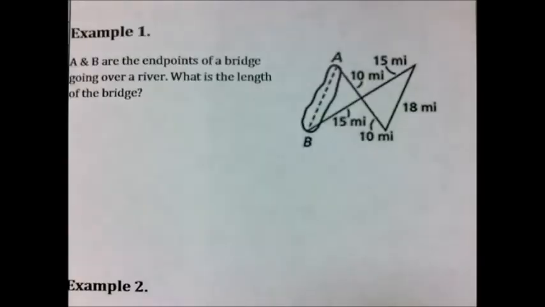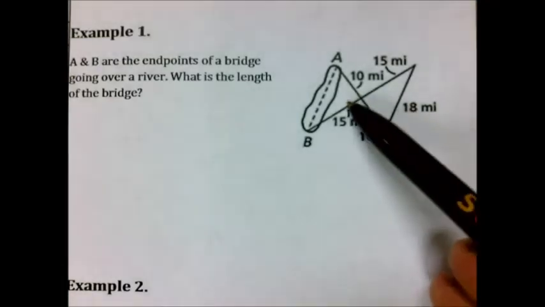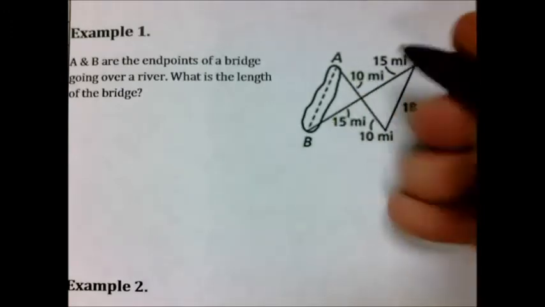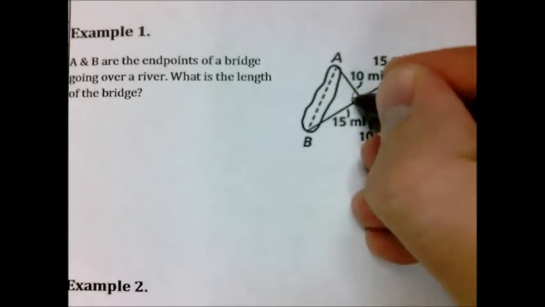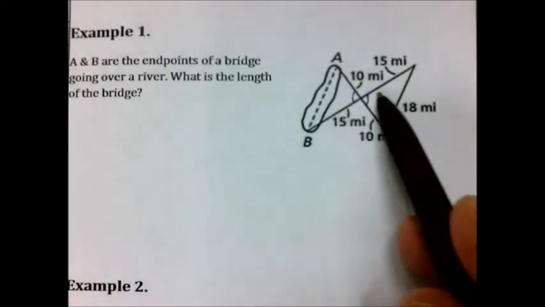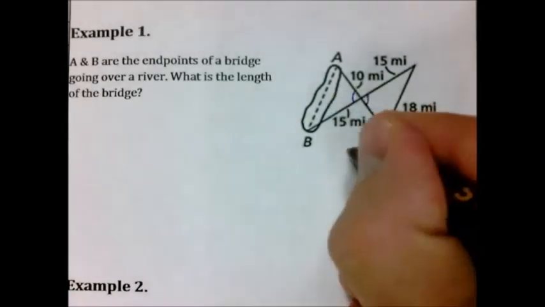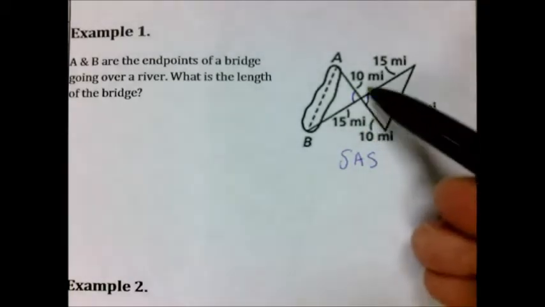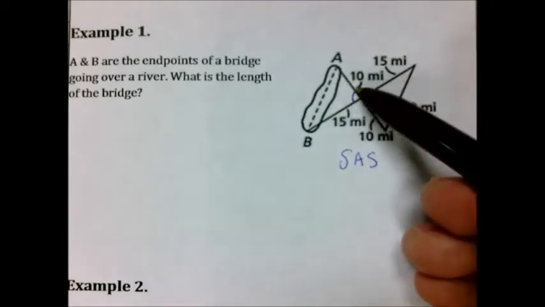All right, example 1 shows how CPCTC really works right at the get-go. It says that A and B are the endpoints of a bridge going over a river, and we want to know the length of the bridge. If we look at this, we can see that we have corresponding sides on both triangles, and these are vertical angles, which means these two angles have to be congruent. Because of that, we know these two triangles are congruent based on SAS. Remember, side-angle-side congruency. We've got a side, angle, side that is corresponding and congruent to a side, angle, side.